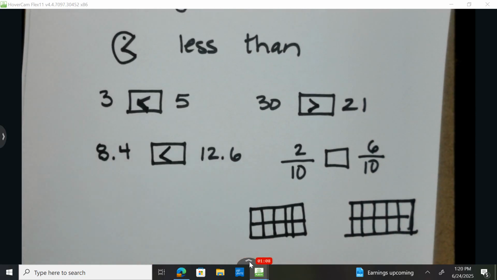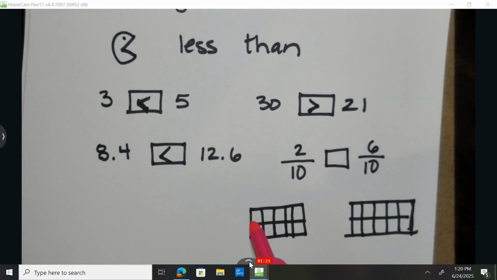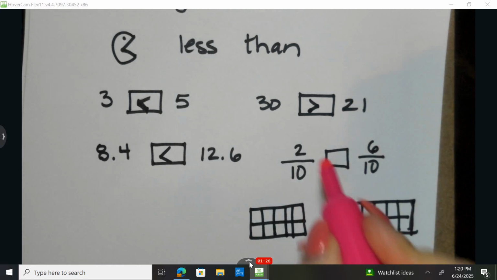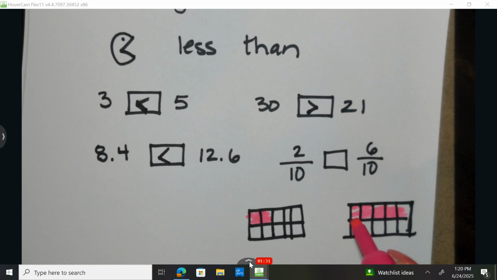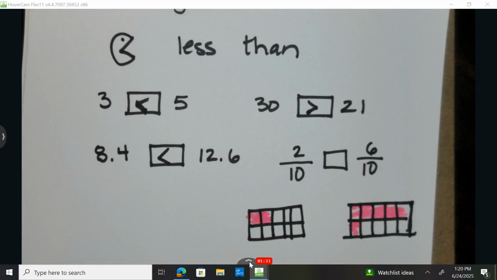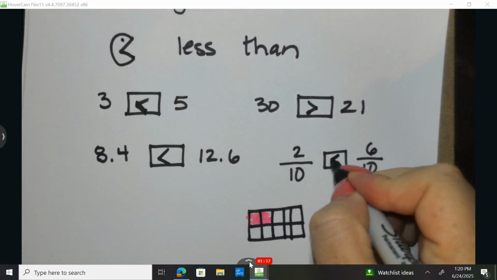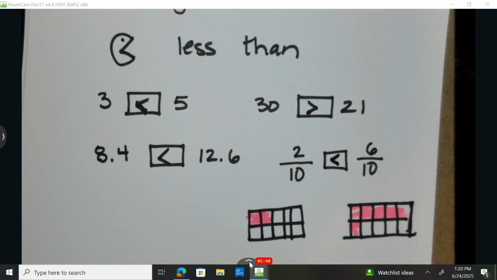Now this leads into today's lesson. 2 over 10 and 6 over 10. So if I drew two figures, and as you can see in previous videos, I'm not very good at illustrating drawings with accurate representation. So let's just pretend I had 10 equal shapes on the left and also on the right. I'm going to shade 2 of the 10 to represent this fraction, and I'm going to shade 6 of the 10 to represent the fraction on the right. We can see that 6 over 10 is greater than 2 over 10, and so I use this symbol. That leads into today's lesson.